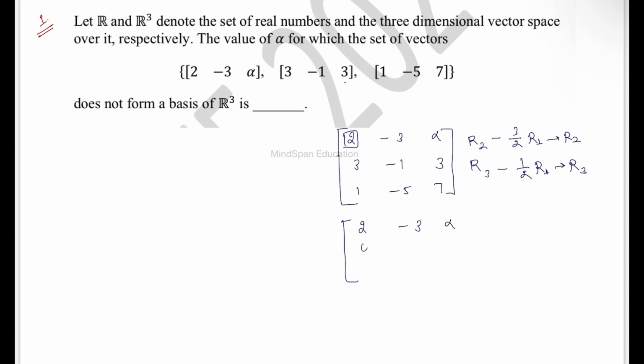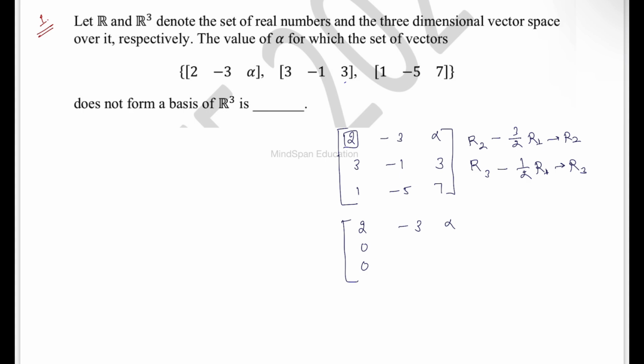In the second row, the first entry will definitely be 0, because we have applied the operation such that it should be 0. So R2 is here 3 minus 3 divided by 2 into R1, which is 2. So the 2 cancels, 3 minus 3 is 0. Here also it will be 0. You can cross-check it just to verify: 1 minus 1 divided by 2 into R1, which is 2. So the 2 gets cancelled, 1 minus 1 is 0. That goes to R3.